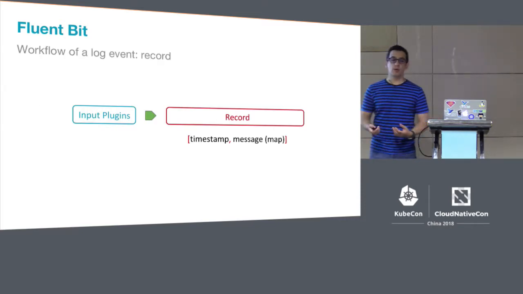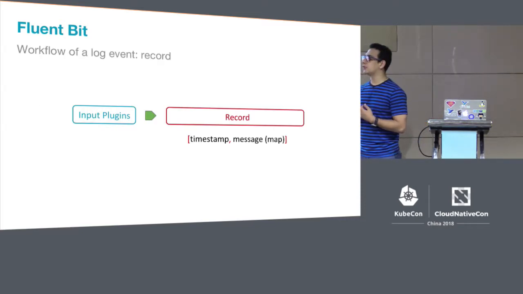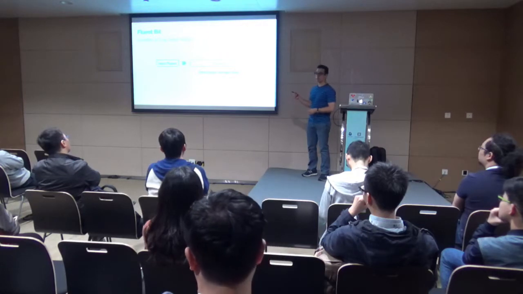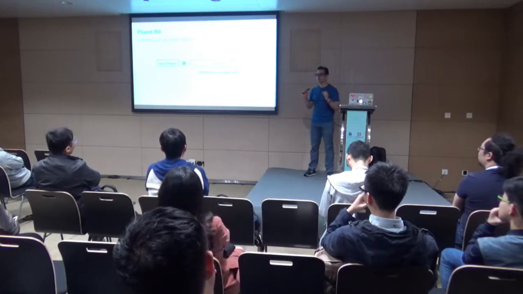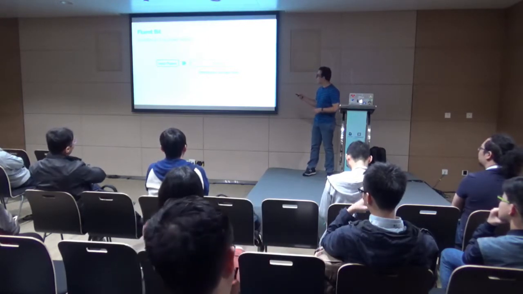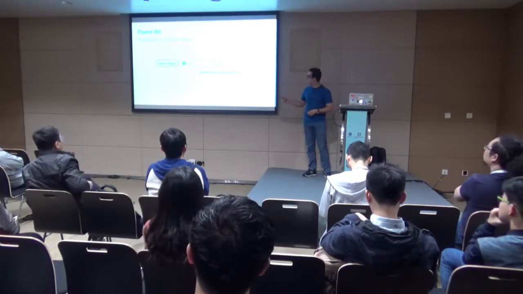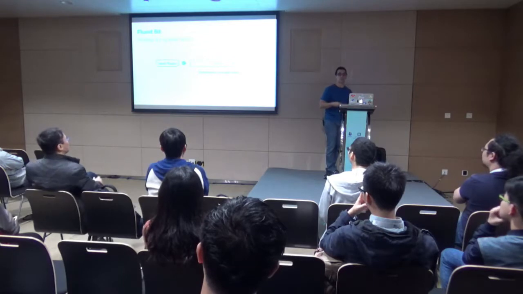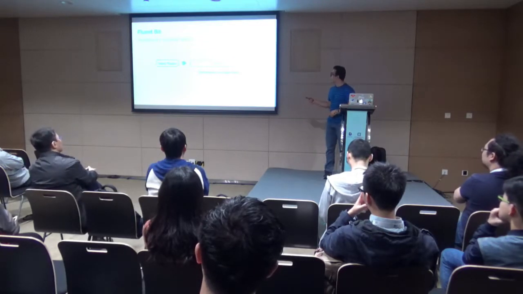So when an input plugin wants to ingest a log message into Fluent Bit, it creates the notion of a record. This is like a log line, just as an example. And this log line has two things. The first one is a timestamp, meaning when this was generated, and also the message itself. It tends to be a map.